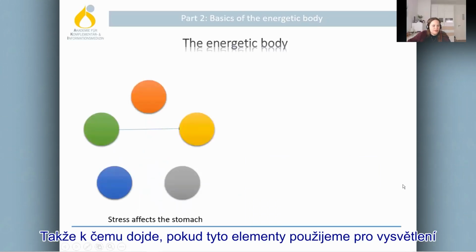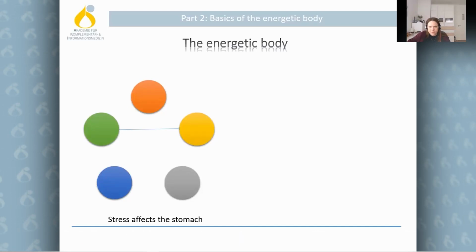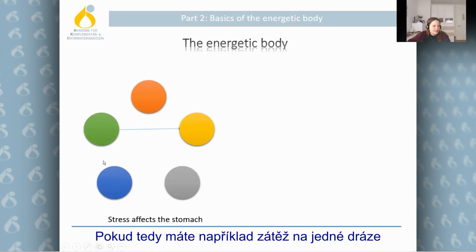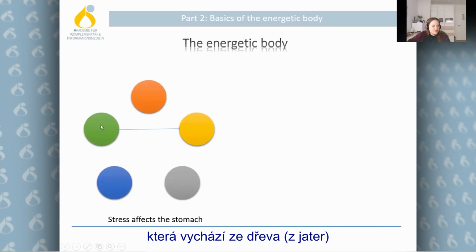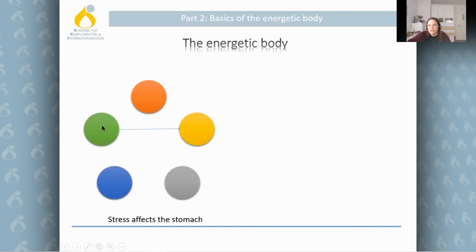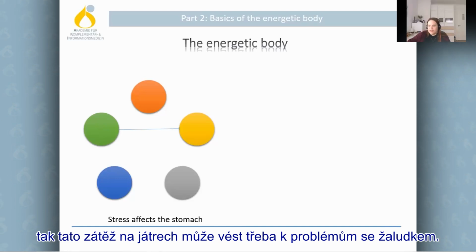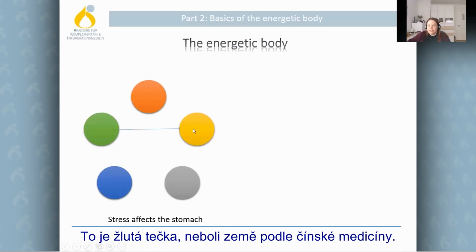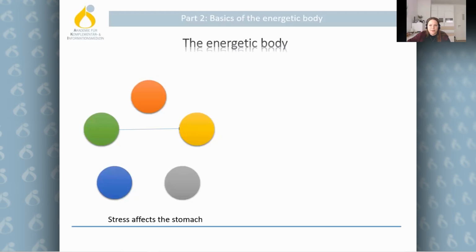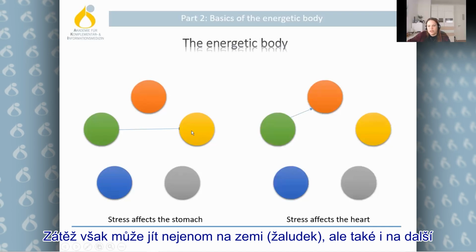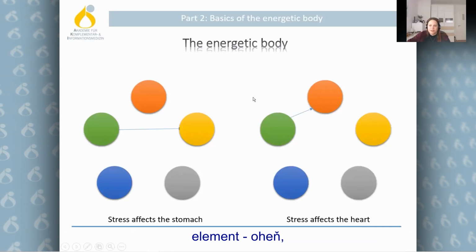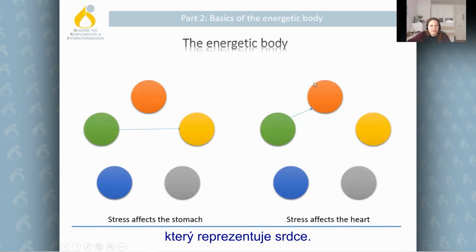So what can happen when you have these elements used as an explanation? For example, when you have stress as one cause, it's more from the wood, from the liver. If I see the stress, for example, the liver can lead to problems in the stomach. This is the yellow dot. This is the earth in Chinese medicine. But the stress cannot only go to the earth, to the stomach. It also can go to the next element, to the fire, presenting itself in the heart.